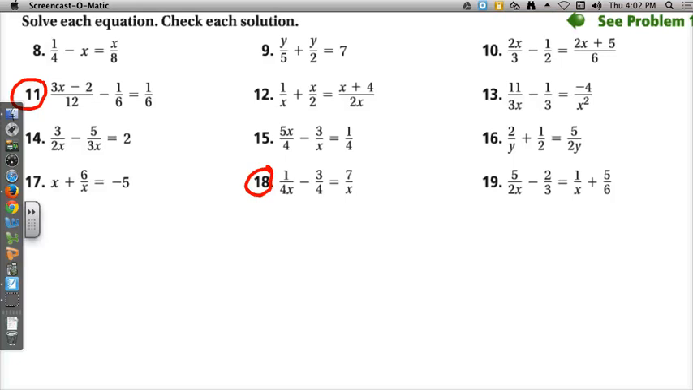These are the frequently asked questions for Algebra 2 for Section 8-6, Day 1. I'm going to start with number 11 up here.